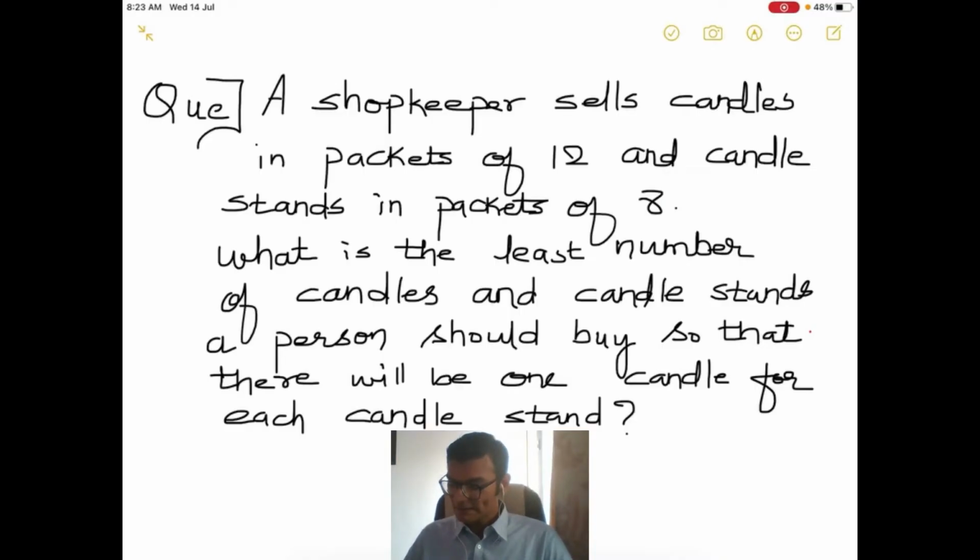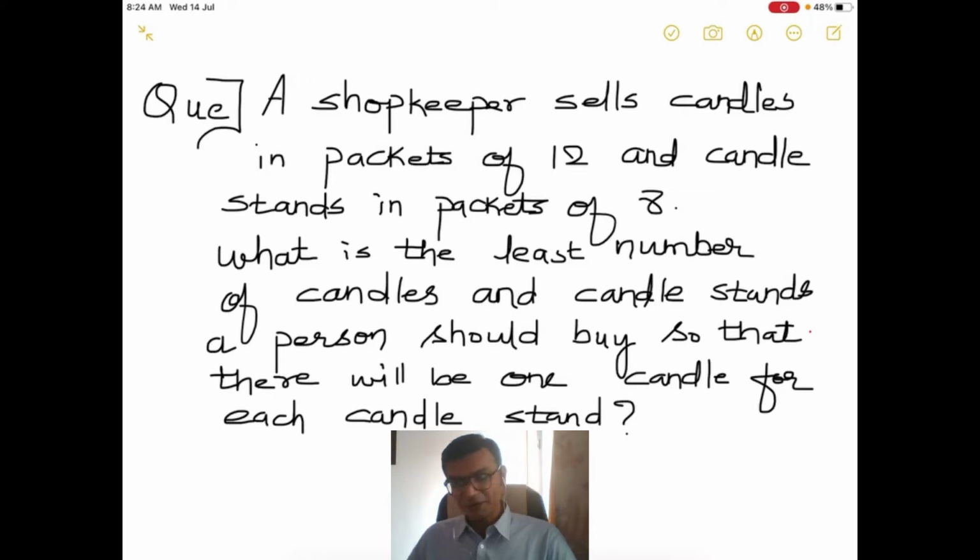Okay, so the first question that you see here is: a shopkeeper sells candles in packets of 12 and candle stands in packets of 8. What is the least number of candles and candle stands a person should buy so that there will be one candle for each candle stand? By looking at the question, frankly telling, even I get confused.